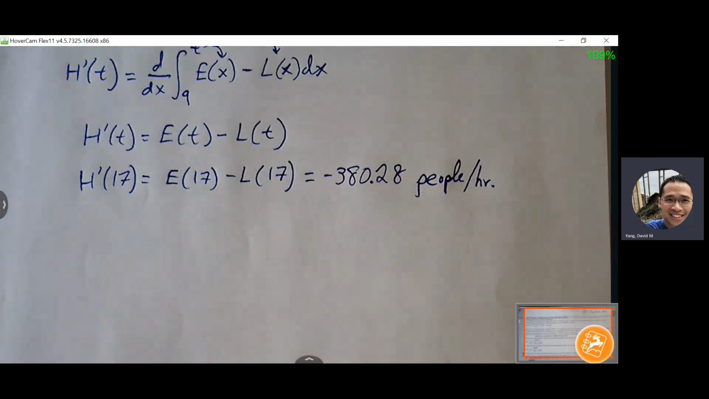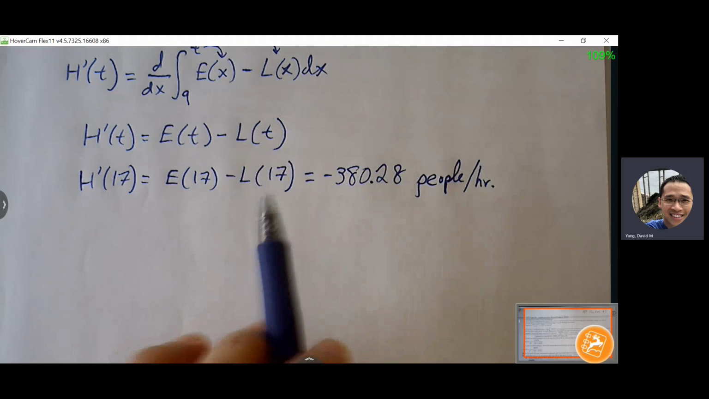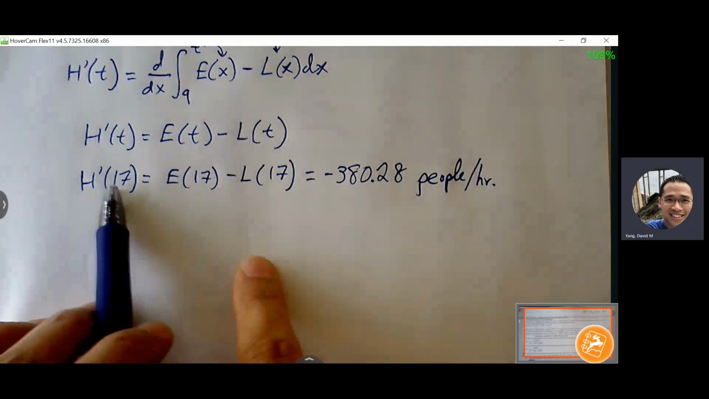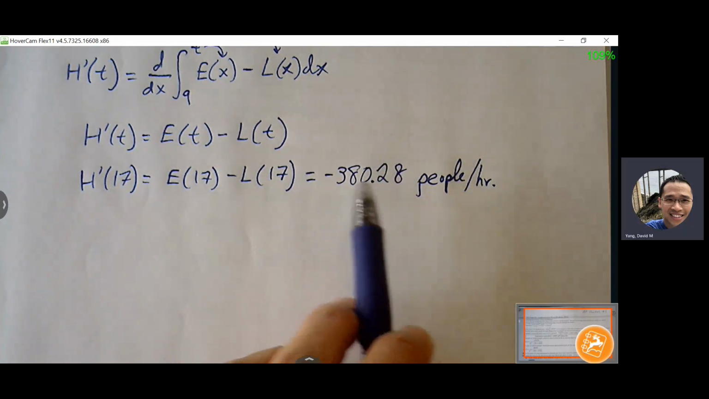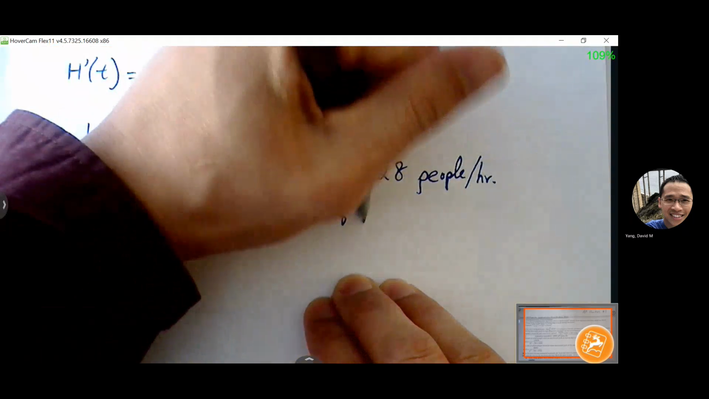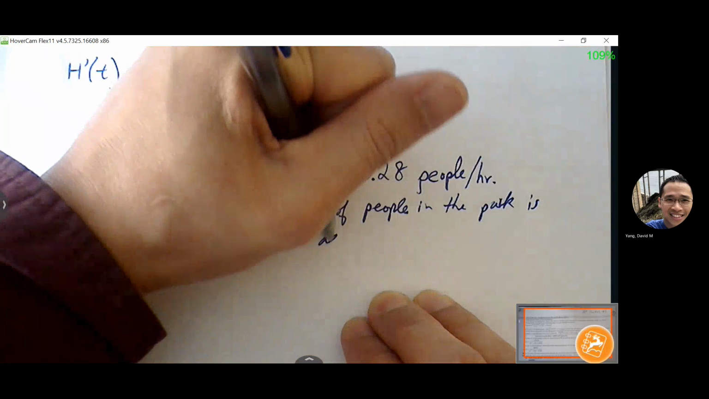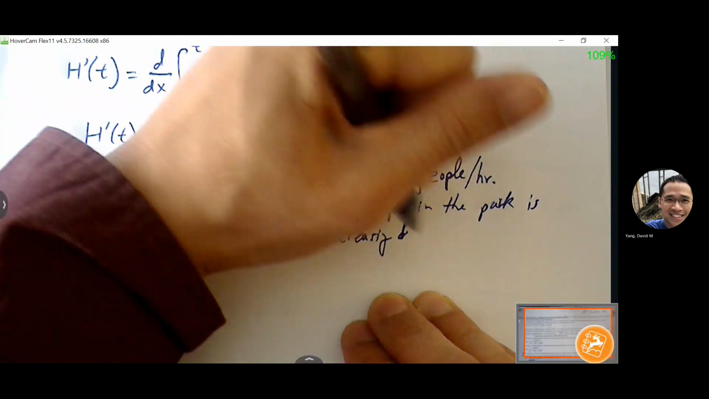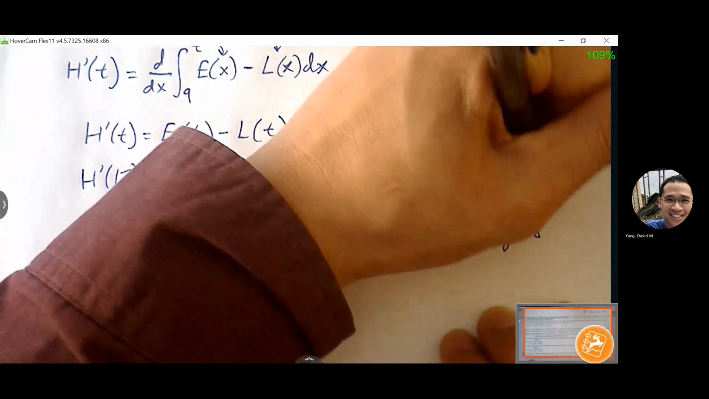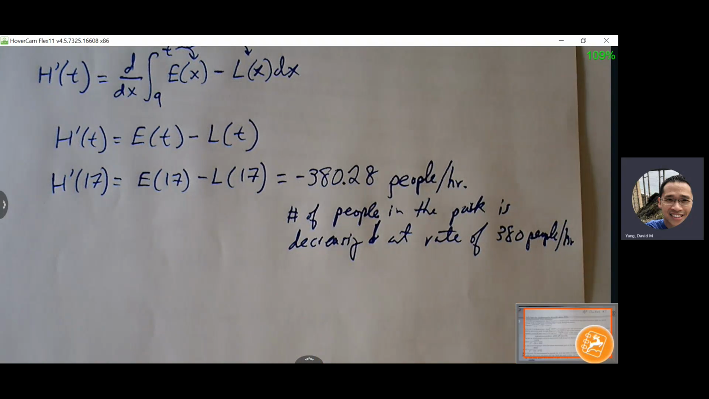So what does this mean? What does that negative 380 mean in relation to the park? Yeah, the rate of people who are in the park. So we know that at 5 p.m., the population is shrinking by 380 people per hour. Right, and I think that makes sense in our head, right? We can expect that to happen. Nearing the end of the day, the number of people in the park is going to become less and less because people are ready to go home.